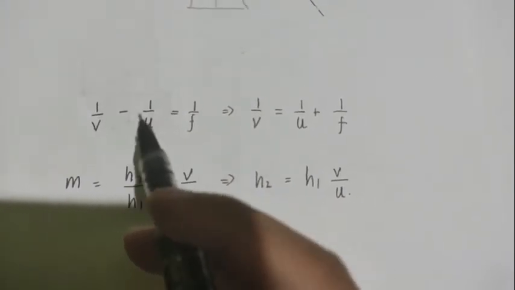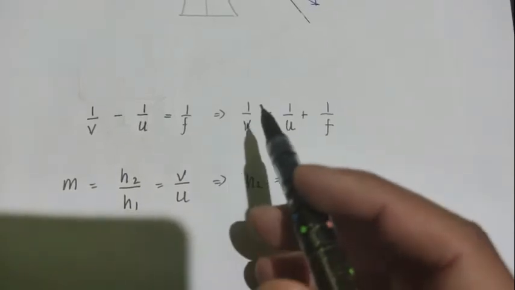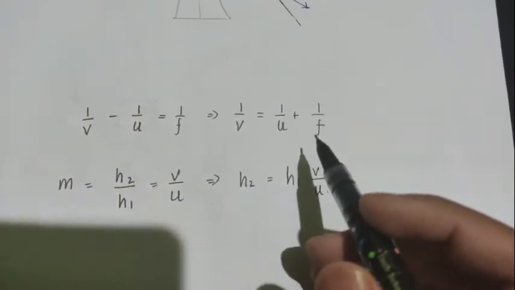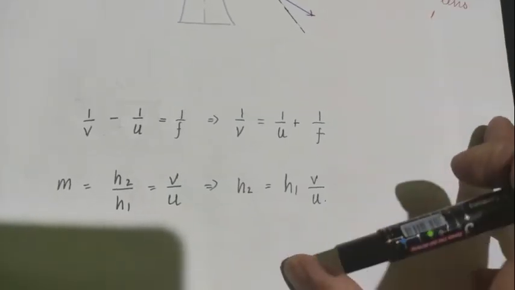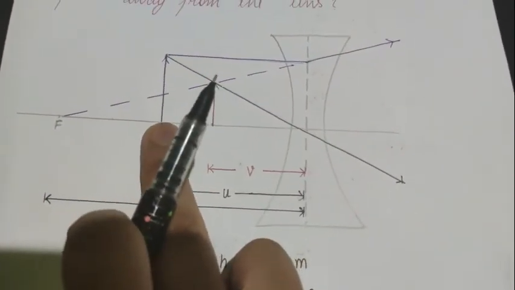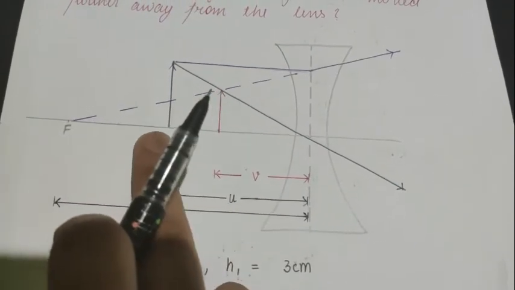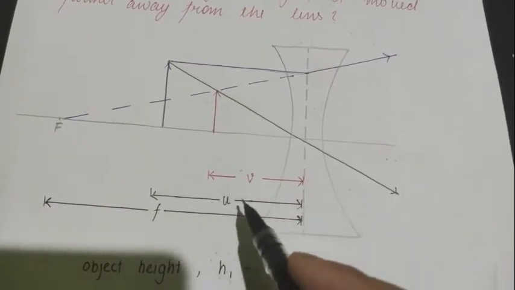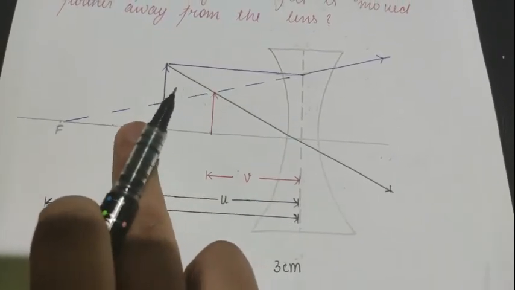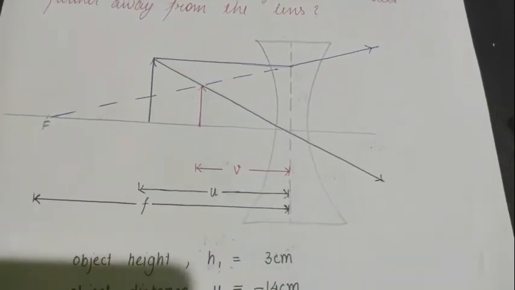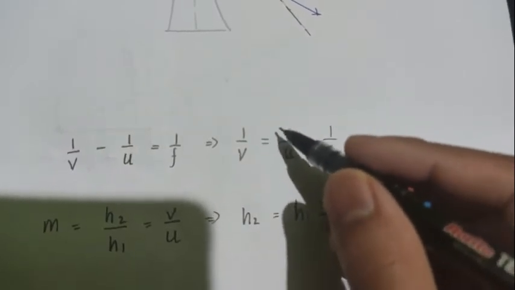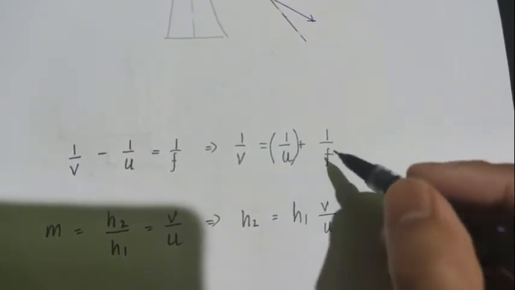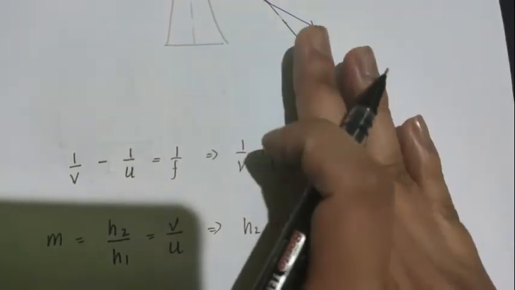Now, we know our thin lens formula is 1 by V minus 1 by U equals to 1 by F, or I can write 1 by V equals to 1 by U plus 1 by F. Now, the examiner has said, what happens if you take this object further away from the lens? Which of these three quantities increases? Your object distance. If the object is moved further away from the lens, your U increases. Clear? If this value increases, the focal length part will remain constant. So we can ignore this part.